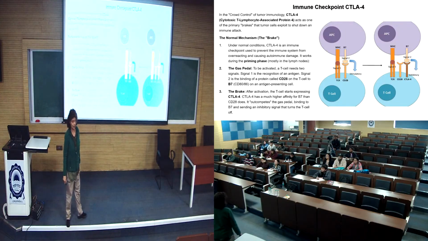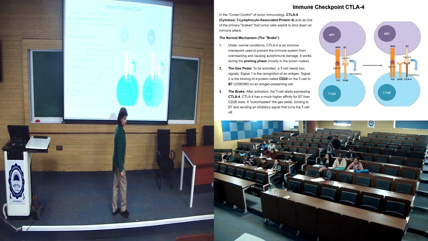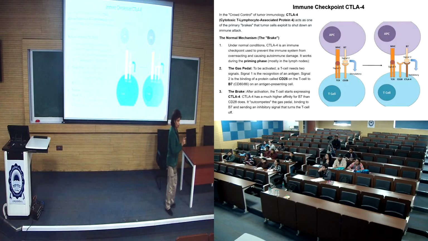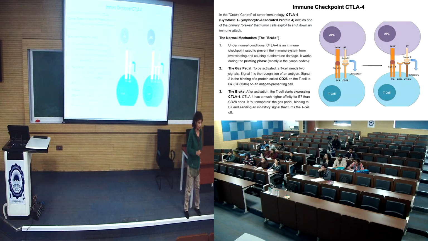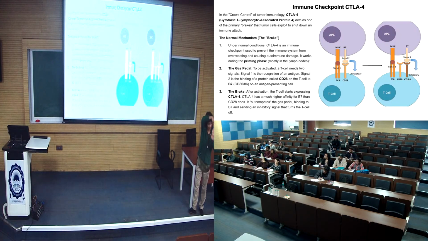Let me repeat this once again, because I want you to understand this, and then I will show you how tumor cells are hijacking this. So under normal circumstances, when T cells have to get activated, they see the signal from MHC, the peptide signal. Then they also bind B7 on the APC using their CD28. So CD28 and B7 will bind like this. When both the signals are there, T cells are going to get activated.